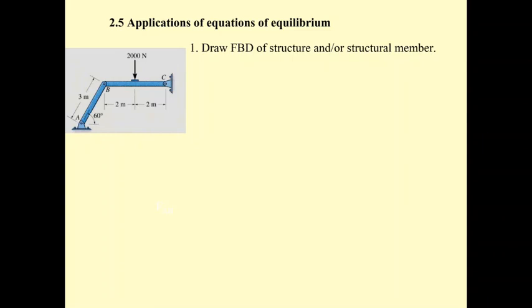Okay, for checking the stability and the determinacy of a structure, we need to compare the unknown reactions with the number of equations of equilibrium. If they are equal, the structure is statically determinate. If the unknown is larger than the number of equations of equilibrium, the structure is statically indeterminate. And if the unknown is less than the number of equations of equilibrium, the structure is unstable.